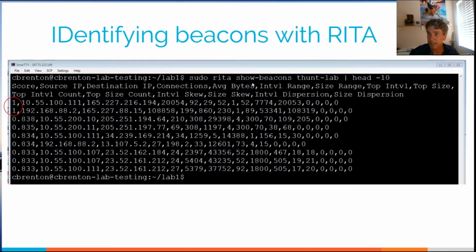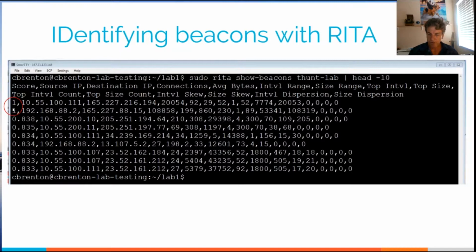With RITA, I asked, hey, show me any beacons that you may have detected in this data set that we created, thunt-lab. When it did, it spit out this output here. I said, only show me the first 10 lines. This very first column is the most important column because it is the chance of what you're looking at being a beacon. Well, not percentage, the scale is 0 to 1, so times it by 100 and it would be a percentage. Our first two here scored a 1 on a 0 to 1 scale. We're 100% certain this is a beacon.